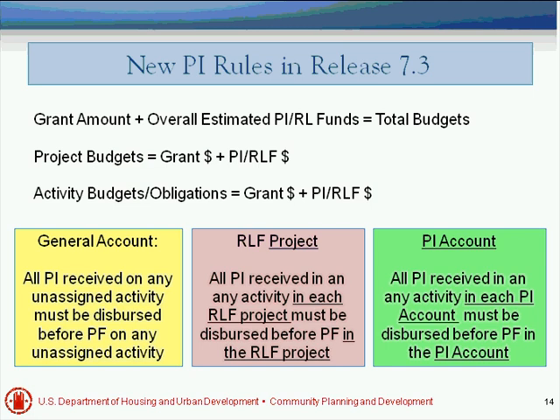Those grant calculations would work, not exactly the same way, sorry. Any program income received on any activity that's not assigned is going to have the program income spent before program funds. For a project, using the RLF project, those math rules about spending program income would only apply to the activities assigned to that project. Same thing for a program income account.